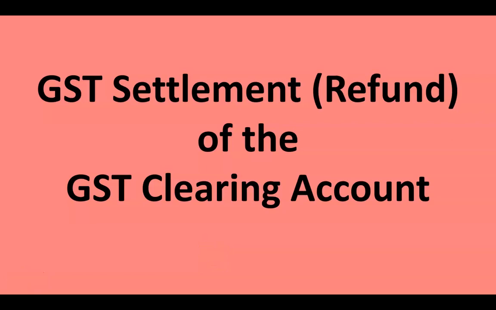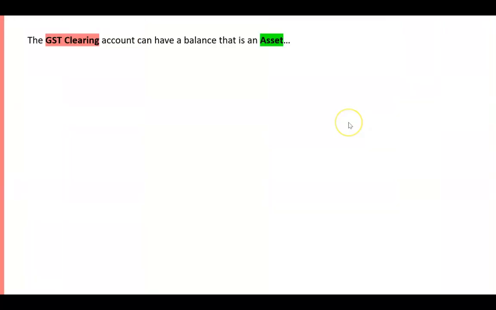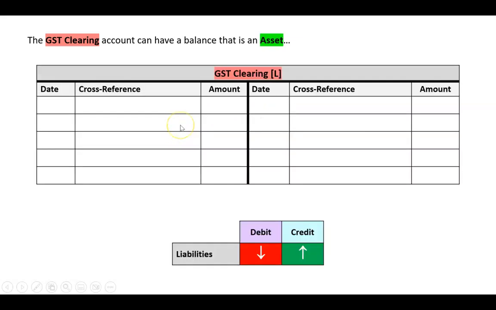So GST settlements can be payments where the business pays the government, the Australian Tax Office, but they can also be a refund of the GST clearing account. So it's still called a settlement. You're still settling the GST account. It's just a refund. What does that mean? Well, that means the GST clearing account can have a balance that is actually an asset. So usually it's a liability in most cases, but it can actually be an asset. So here we assume it's a liability, so it has the rules of debits and credits of a liability.